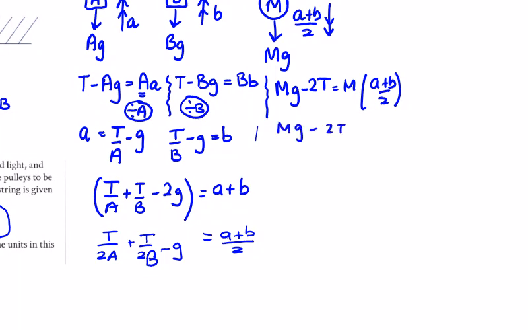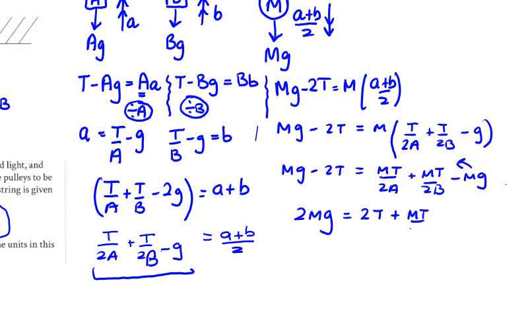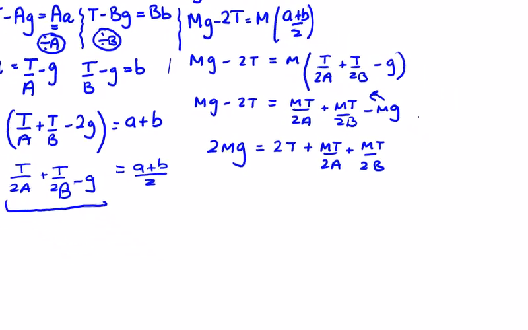Mg minus 2T is equal to M times A plus B over 2, which is this guy, T over 2A plus T over 2B minus g. So let's multiply this out. Mg minus 2T is equal to MT over 2A plus MT over 2B minus Mg. So there's another Mg which we can bring over to the one on the left, so that's 2Mg is equal to, bringing in the 2T to the right, 2T plus MT over 2A plus MT over 2B. So we have 3 fractions here. I might just do 2 fractions at a time and then bring back in the third one. Yeah, I think that's probably the best way to do it.